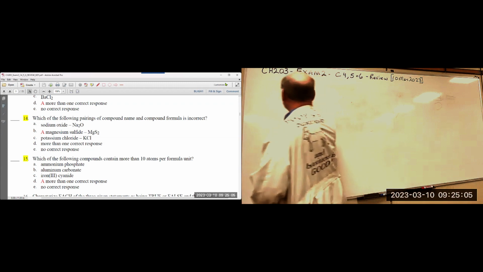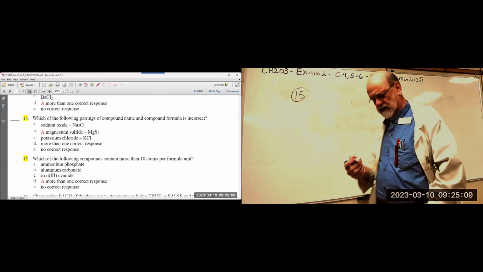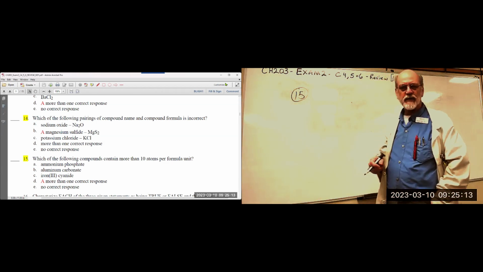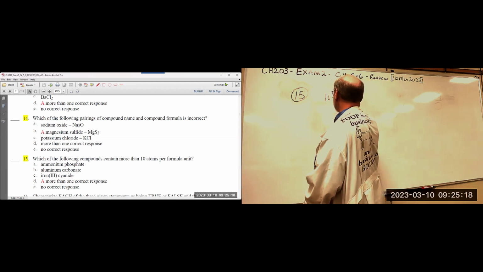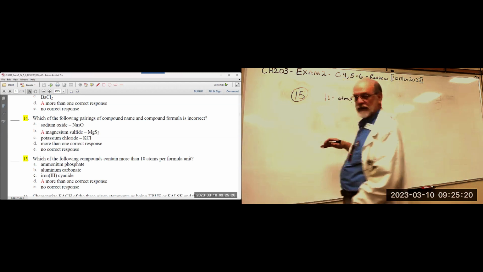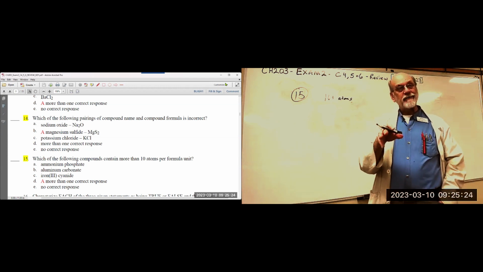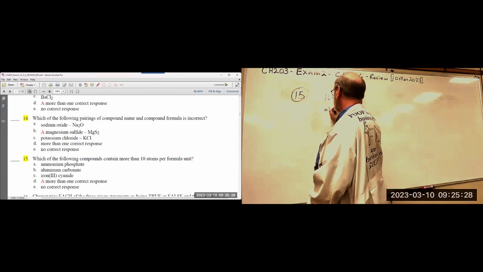15? Yep, 15. Well, this thing's giving out on me pretty quick. Which of the following compounds contain more than 10 atoms per formula unit? So we need 10+ atoms per formula unit. Right. So for this one, you've got to be able to write the compound. That's the only way you're going to get the answer for this one.